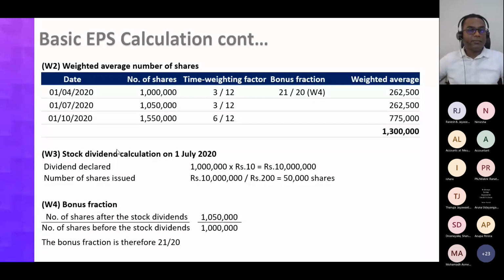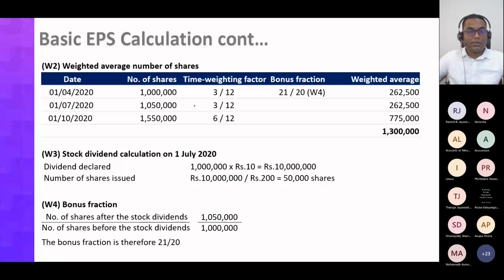So look at this table. First column is the date, then the number of shares. You have to have the time weighting factor. Then there's a column called bonus fraction, which is required for bonus issue, stock dividends, right? Stock split, then even a rights issue. You need this column, bonus fraction, then the weighted average, right? So now start from the beginning.